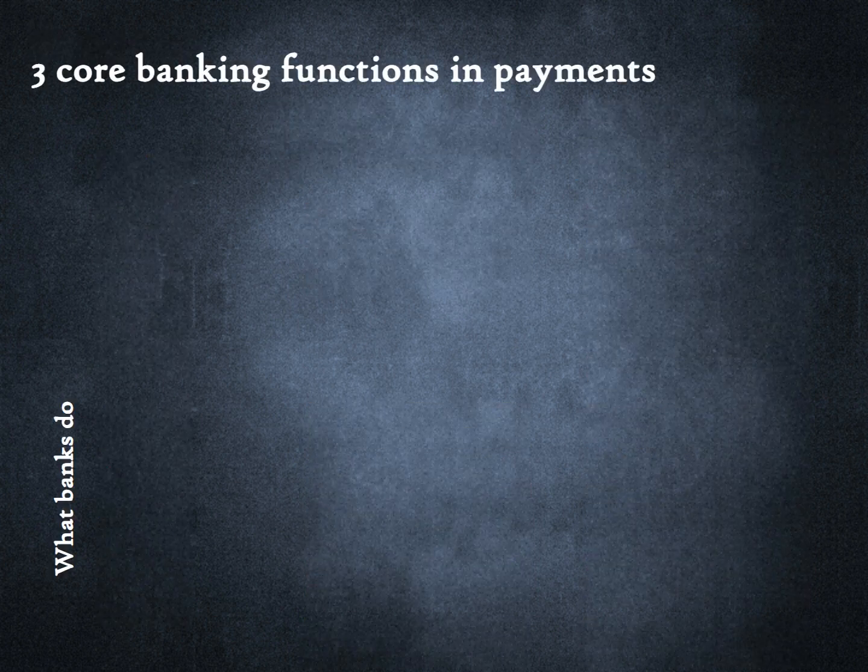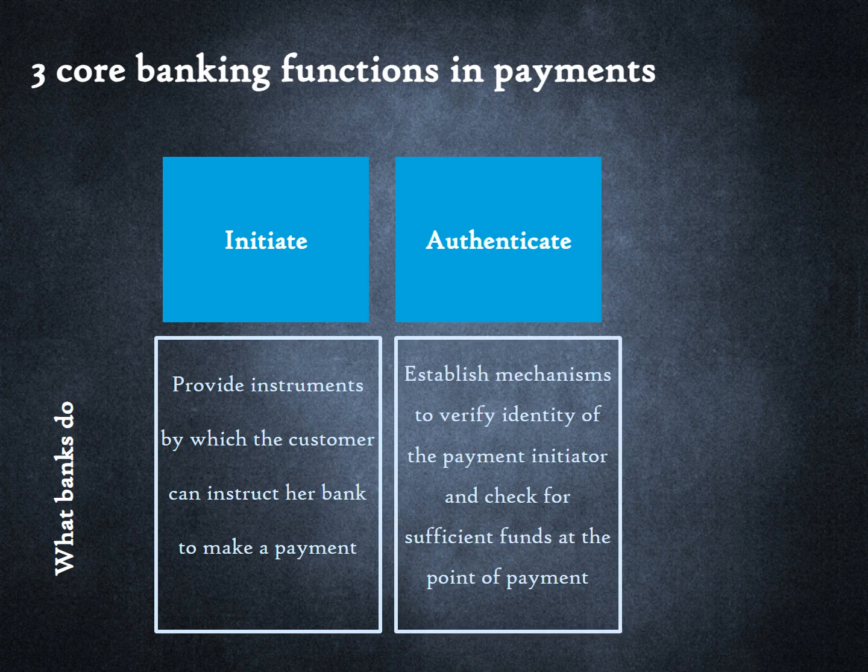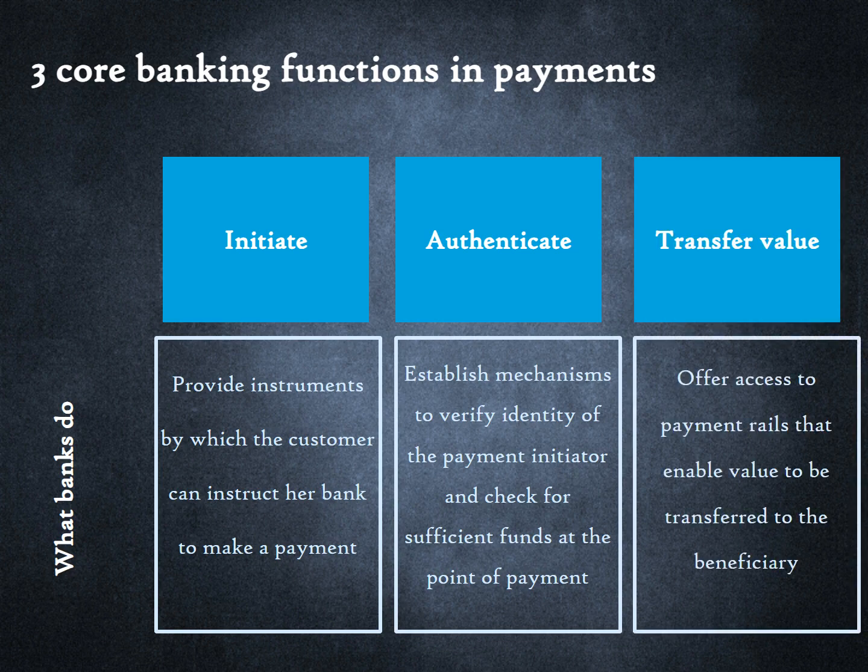Three steps occur in payments and banks perform a critical function in each. First, the user initiates a payment. Banks provide instruments like checkbooks and debit cards by which this can be done. Second, the payment is authenticated. Banks provide methods by which the identity of the individual and sufficiency of funds can be validated. Finally, the value is transferred to the destination bank via payment rails. Banks allow access to these rails. We will learn more about payment rails later in this lesson.